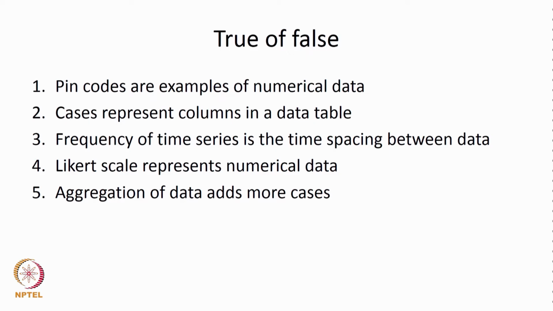Second one would be: cases represent columns in a data table. So, if we go back and quickly see what we learned, the variables are the columns in the data table and cases or observations are the rows in the data table, and therefore, cases represent columns in a data table is false. Frequency of time series is the time spacing between the data.